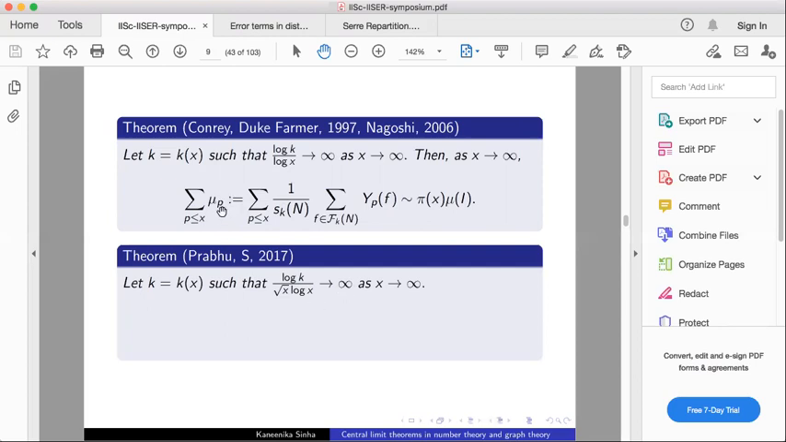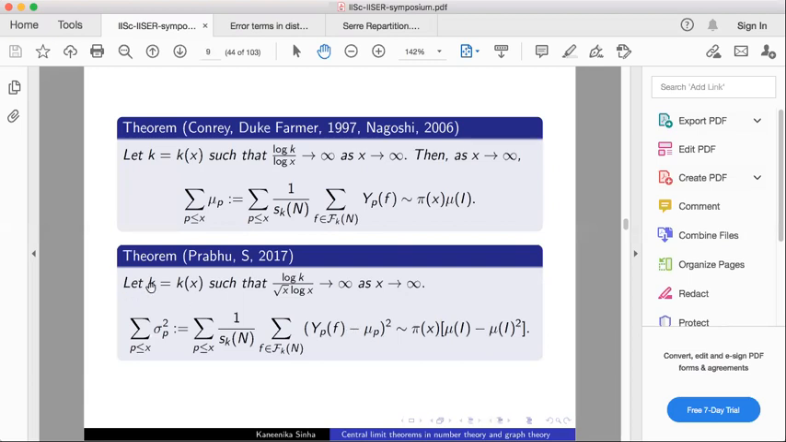But to find the variance and a central limit type of theorem, we ended up requiring stronger growth conditions on our families. Now we require log k over root x log x going to infinity as x goes to infinity. You will see that this is a far stronger growth condition than the one that Conrey, Duke, Farmer and Nagoshi took. Under these strong growth conditions, we show that the sum of the variances sigma sub p squared converges to pi of x times mu of I minus mu of I whole squared, where, as I just mentioned, mu of I refers to the Sato-Tate measure of the interval I.